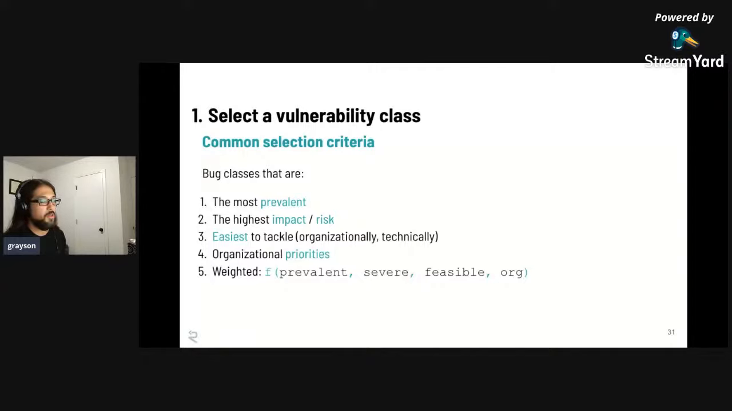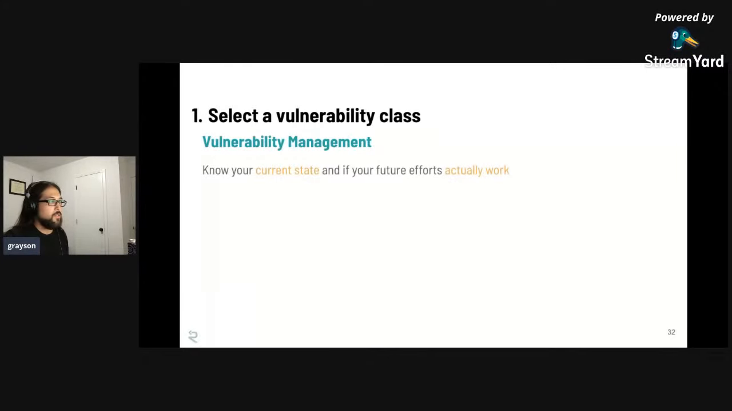Some criteria you can use to prioritize your vulnerability classes could be the ones that are most common or most prevalent in your organization, the ones that have the highest impact to you or the greatest risk, or the one that's the easiest to do. So maybe you're just getting started or you're new in a security field or don't have a whole lot of resources to spend on this, and this would just be a side project. Start on something that's easy to do. Or organizational priorities. Maybe your CISO is really worried about one particular vulnerability class. You could use that as a metric for how to prioritize things. Otherwise, there's always some weighted function of all of these things that you can take into account. The point is to prioritize them.